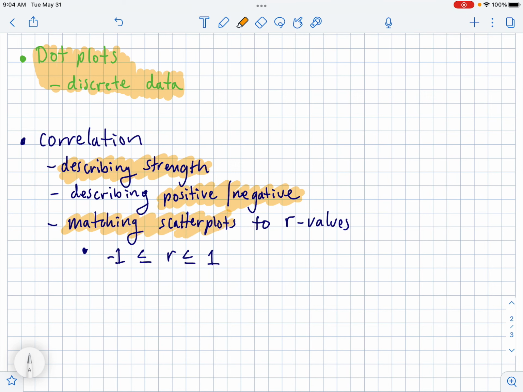On the test, there might be some matching of scatter plots to our values. Please know that we wouldn't make it too ambiguous, where you would need to know the difference between a negative 0.4 and a negative 0.6 or something like that. But just know how to match negative to positive and pretty weak to strong with both of those.